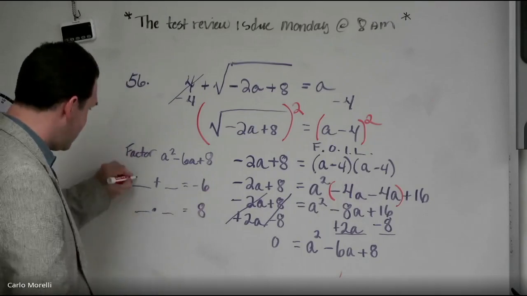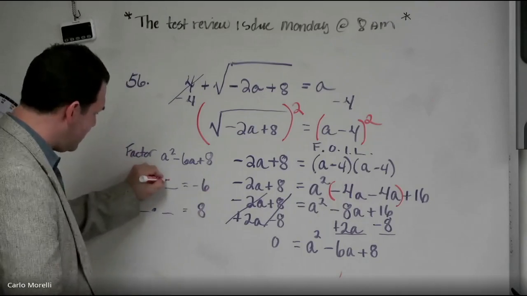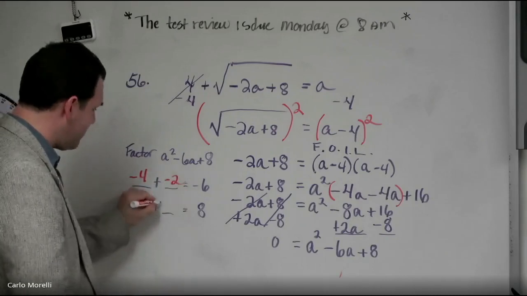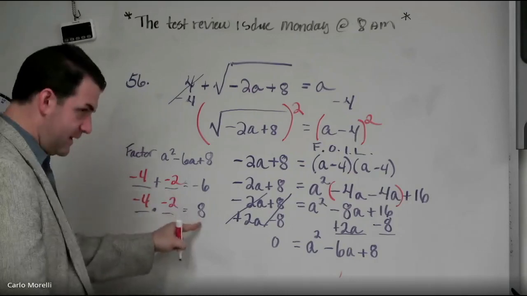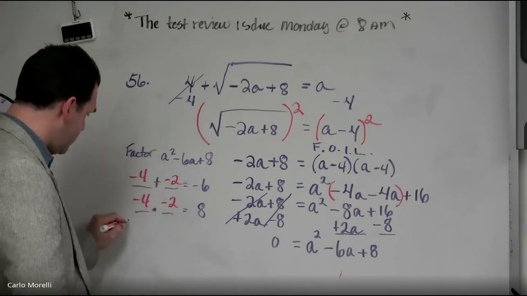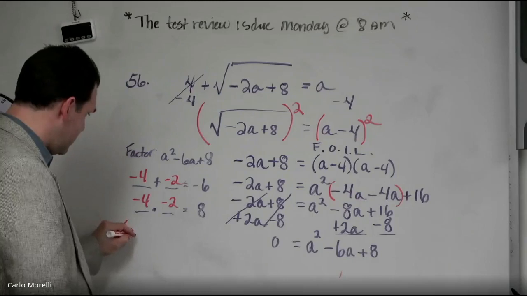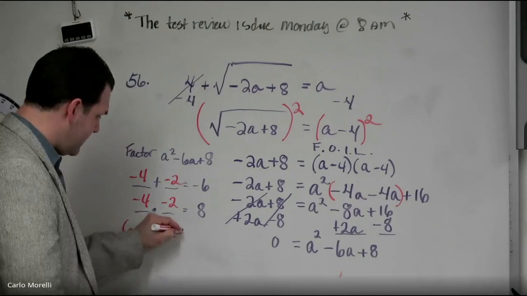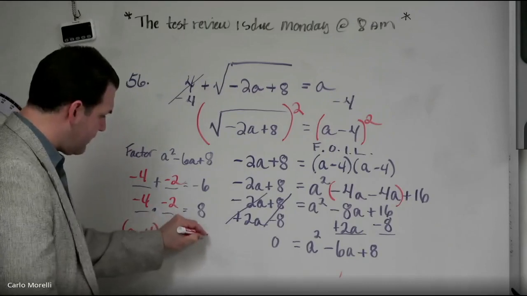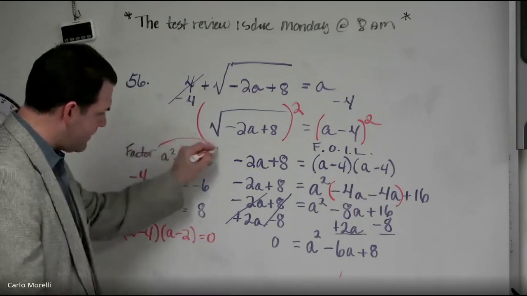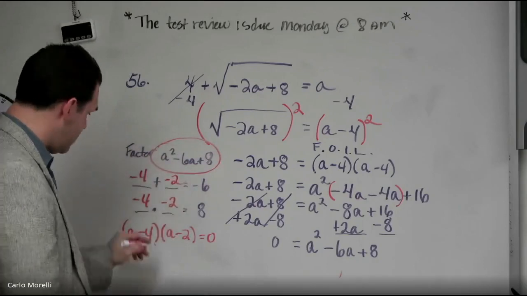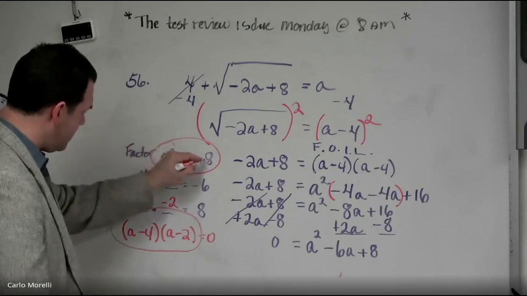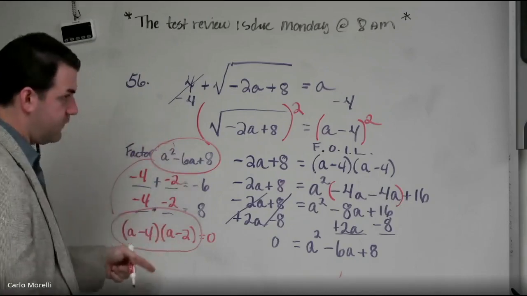That's good. So negative 4 plus negative 2 equals negative 6. Negative 4 times negative 2 equals positive 8. So our factors are a minus 4 times a minus 2, and that equals 0, okay? This quadratic expression is equal to this. This is called the standard form, and this is called the factored form.